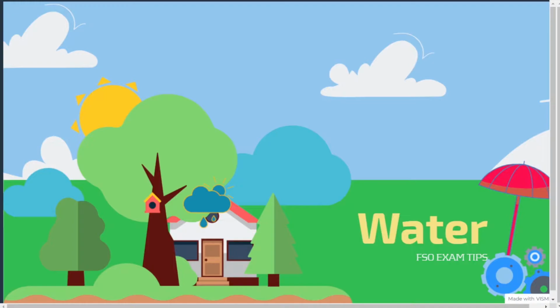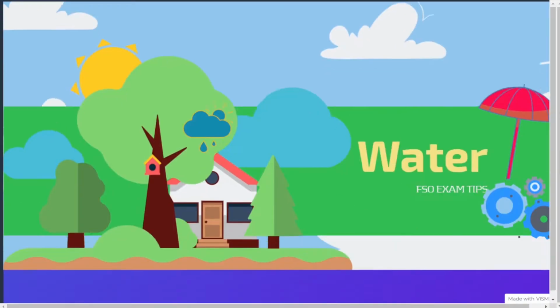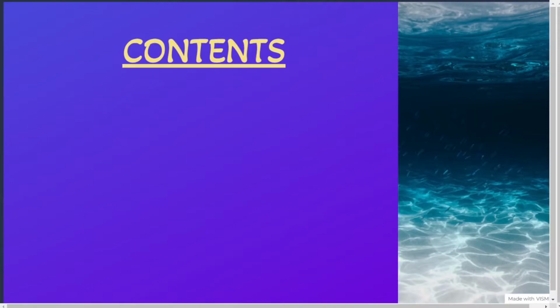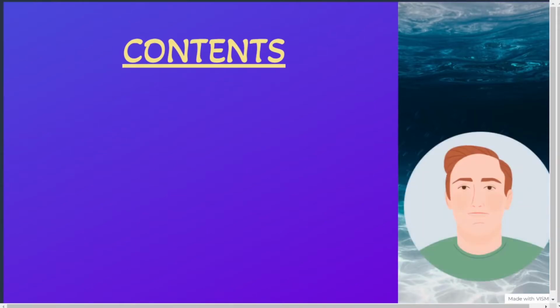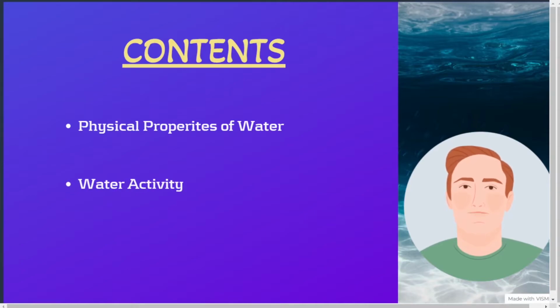The water that we consume, 35% of that is actually derived from food. 35% of water required by our human body is derived from food. Simple as that. I think that's a good introduction of water, so we can start. What we are going to study today is physical properties of water, and water activity and hysteresis.